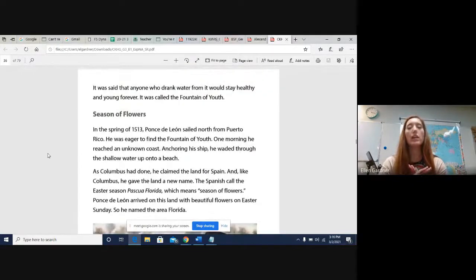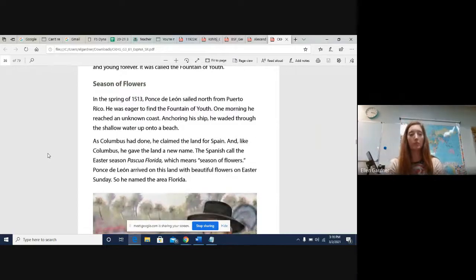It was said that anyone who drank water from it would stay healthy and young forever. It was called the Fountain of Youth. A very wonderful thing to think about, but there's not a magical fountain, magical place where you drink the water and it actually makes you live forever. But let's see what his journey is like.